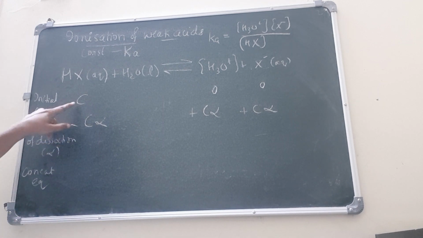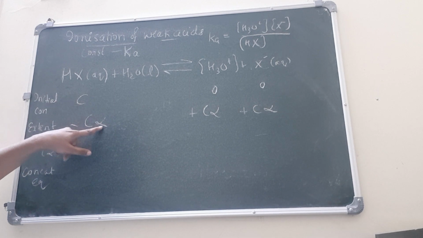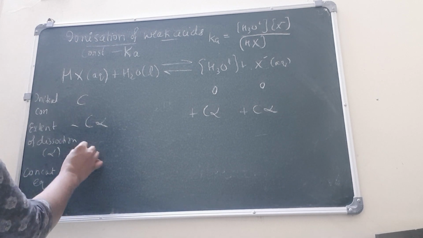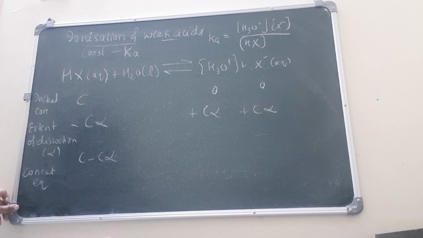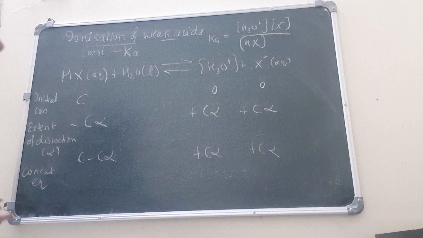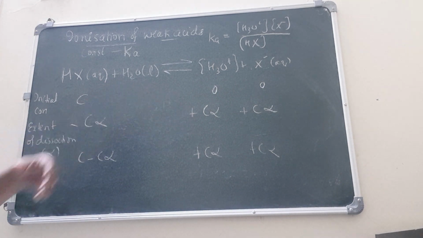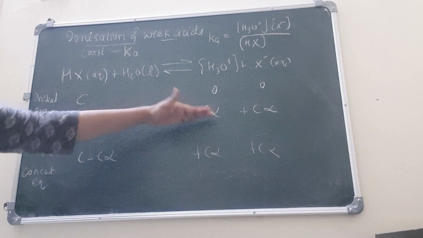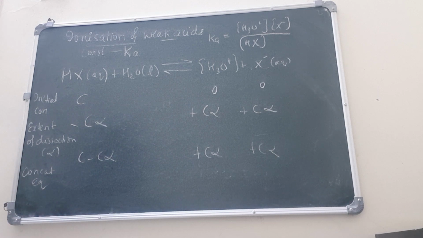So I started with C moles. C alpha moles got dissociated. What is the remaining quantity? C minus C alpha. Here, and here it is just C alpha, because initially it had nothing. Whatever is there, and let us say an equilibrium was achieved, the same would be the concentration of the products.